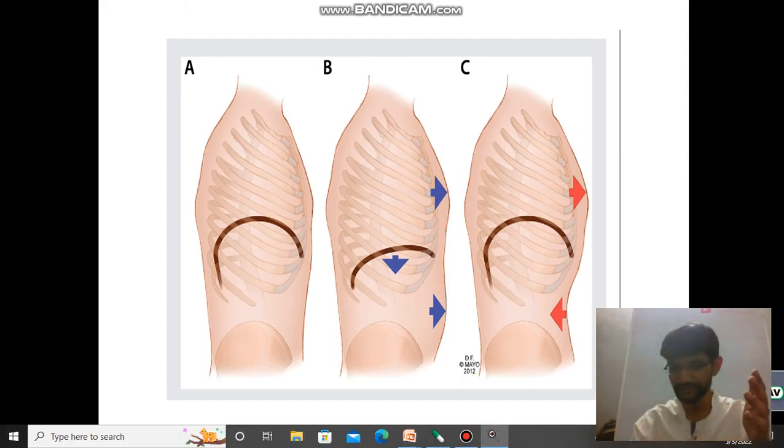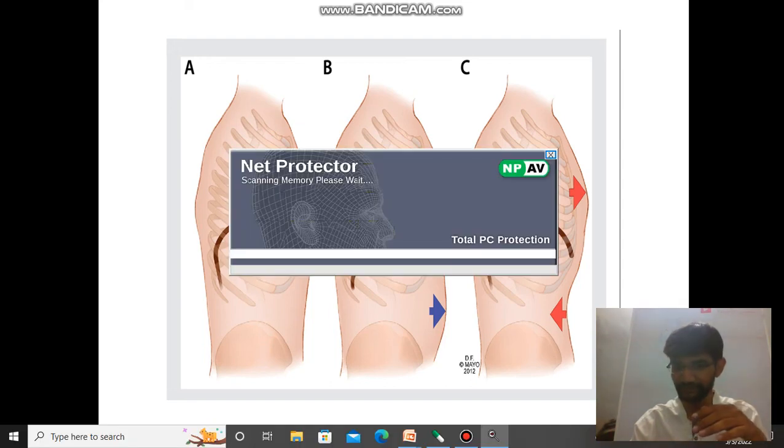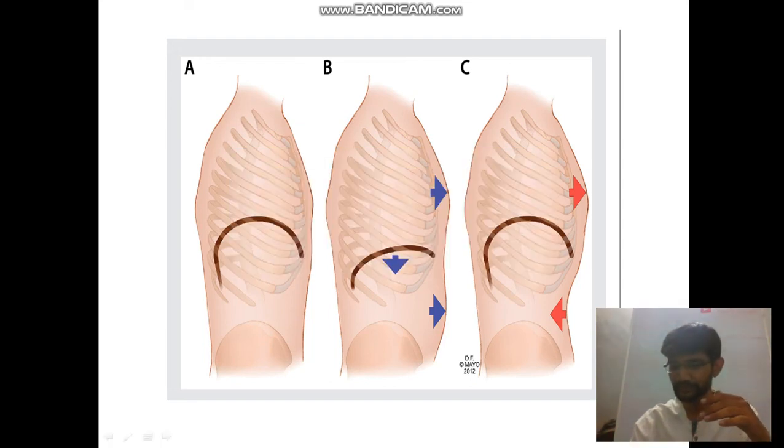Since the abdominal pressure is almost 0, the pleural pressure is high. So because of that, the diaphragm gets sucked in, and even the abdominal contents get sucked in. Because of that, during inspiration, the diaphragm and the abdomen move inwards, and there is outward movement of the chest wall. Okay, clear?